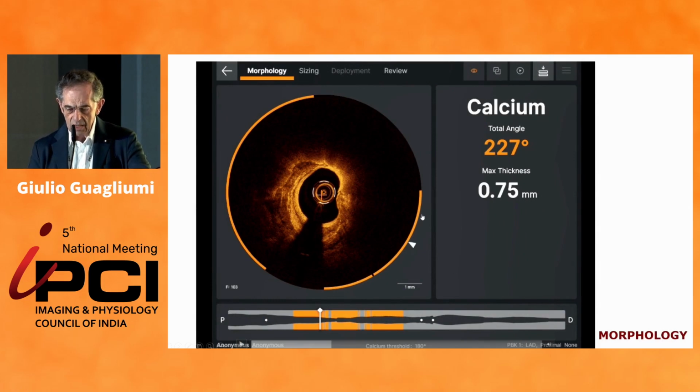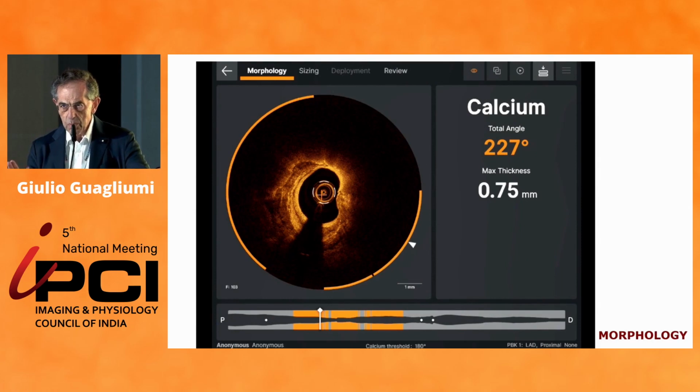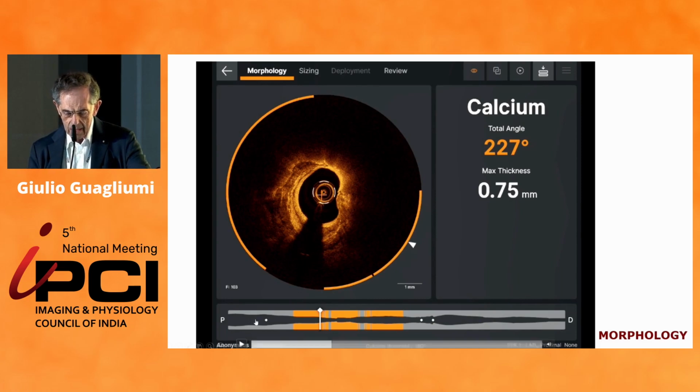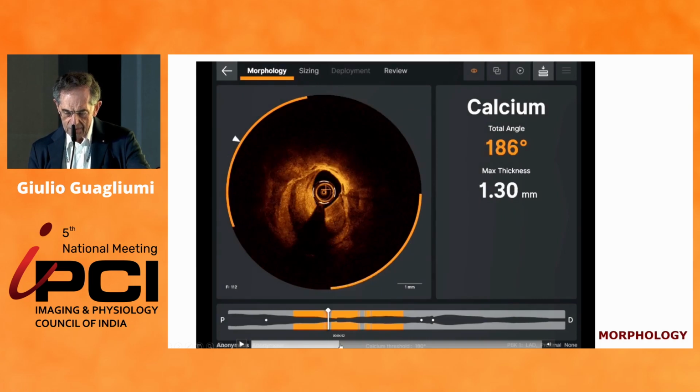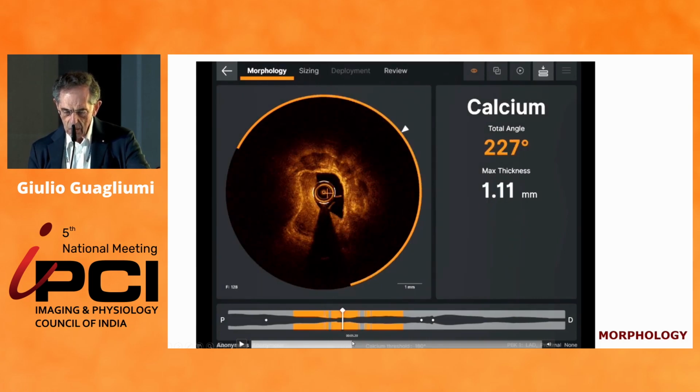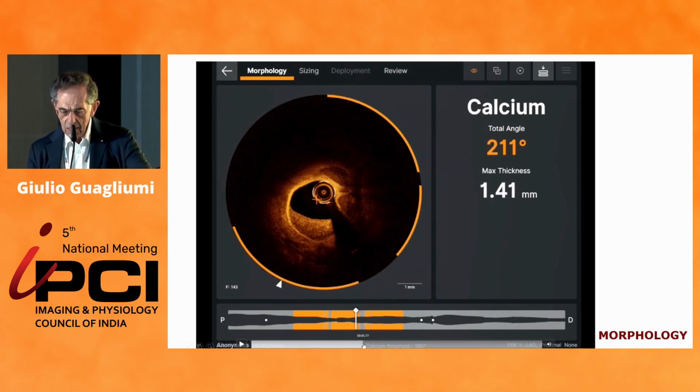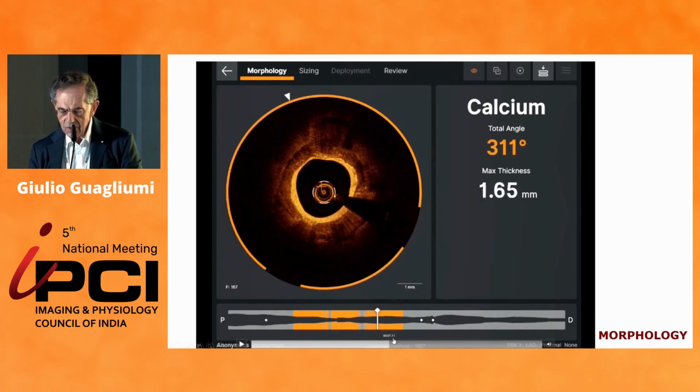Today, by using artificial intelligence, as soon as you finish the pullback, that means 2.5 seconds, you don't have only the measurements of the lumen automatically done, but you have automatically the measure of each section in terms of calcium, that is in orange. So you know about the arc of the circumference. With an arrowhead, we know about the thickness. And if you move just a few sections after, can you see that the values are changing?